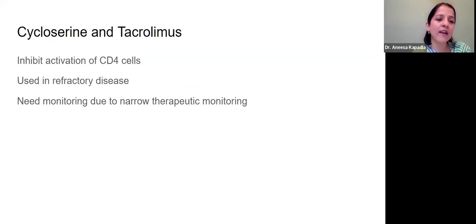Cyclosporine and tacrolimus have been used also in refractory cases of myositis, but they have a very narrow therapeutic window and therefore need a lot of monitoring.